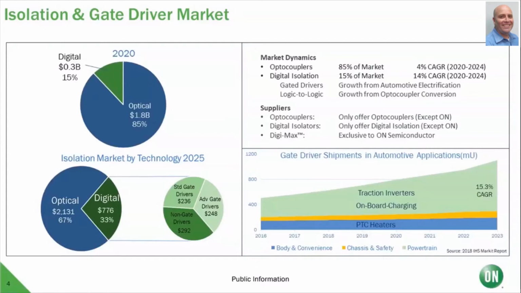Today, the market is still vastly the optical solution, but we're seeing a lot of growth in digital, to the point where it'll be about a third of the market by 2025. Some of the growth in digital is from applications like automotive electrification, which are primarily using digital solutions. And we're also seeing some transition from optocouplers to digital in what we call logic-to-logic devices.